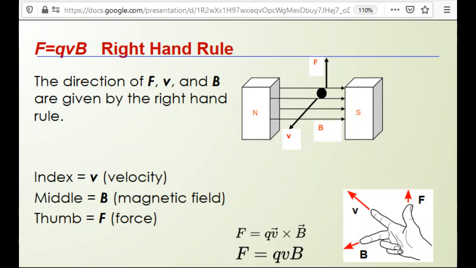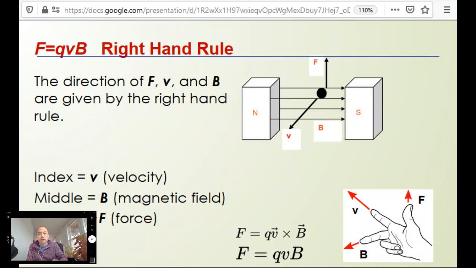Let's see if I can do this. So, coming out of the page, that's this way. Our middle finger now points in the direction of the magnetic field. That means from left to right. So I'm going to turn my hand here so you can see my middle finger is pointing from left to right, or the palm of my hand is going from left to right. And now my thumb points in the upward direction. So that is the direction that the force is felt on that charge. So that's up.